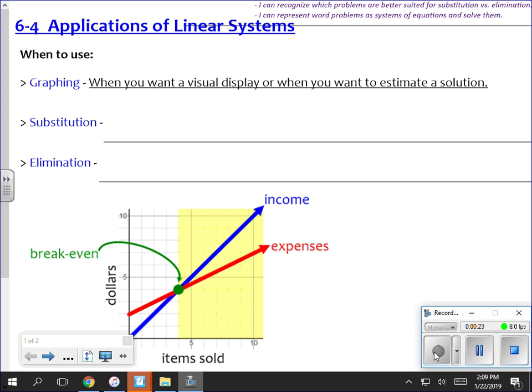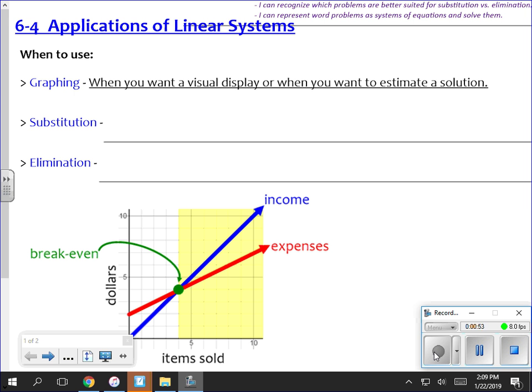Because graphing is not usually very accurate, not nearly as accurate as solving by other methods. It just gives me an estimate. The reason you really want to do it is to give you a picture of what's going on. Graphing is all about what it looks like. It's not so much about the exact numbers. It's about what's going on visually. Okay, that's what graphing is about.